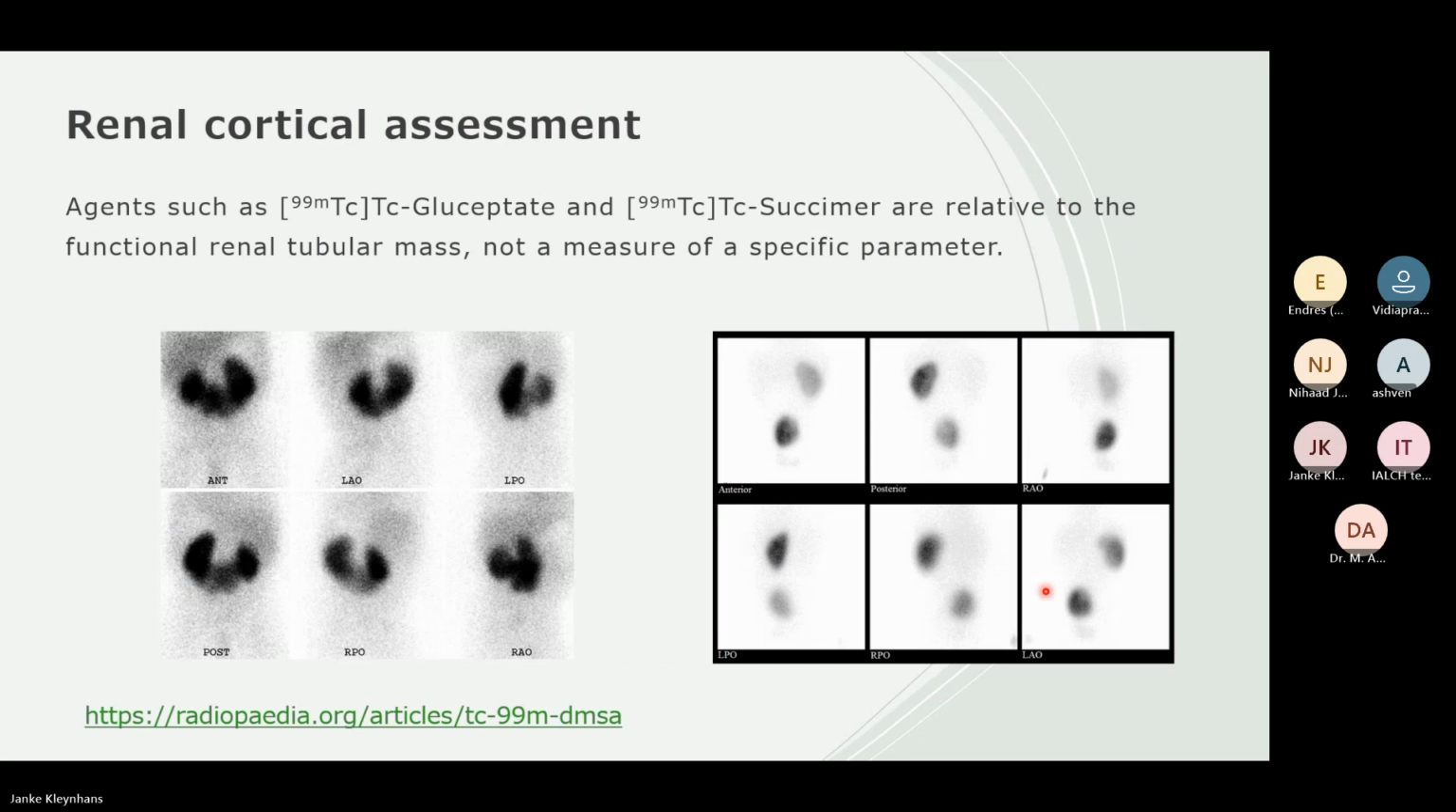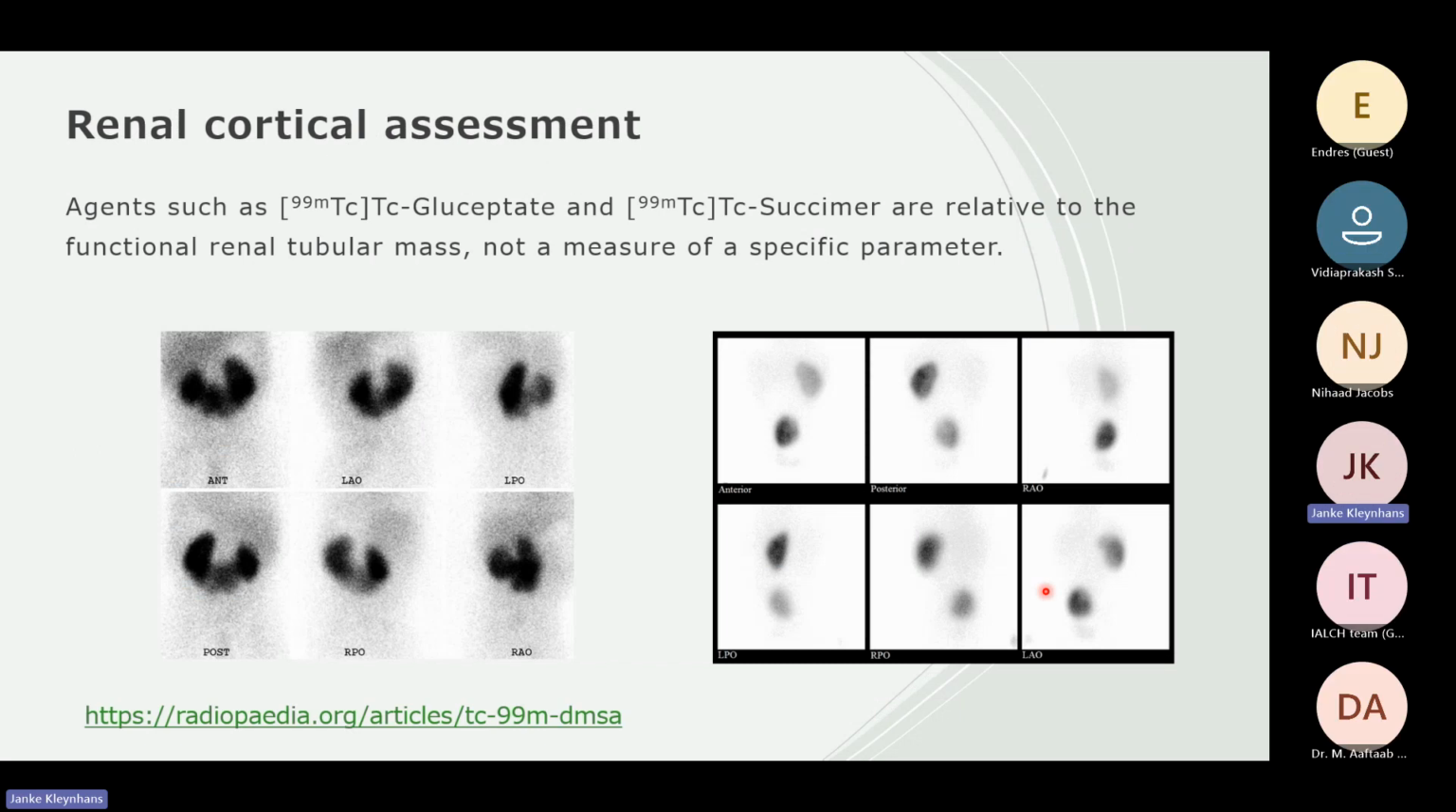Great. The next that we are going to look at is your technetium DMSA. It's just to do renal cortical assessment. It is just relative to renal tubular mass, and it's not a measure of a specific parameter. So it's just anatomical imaging, basically. And I just pasted a picture of a horseshoe kidney here, as well as a displaced kidney, just for interest.